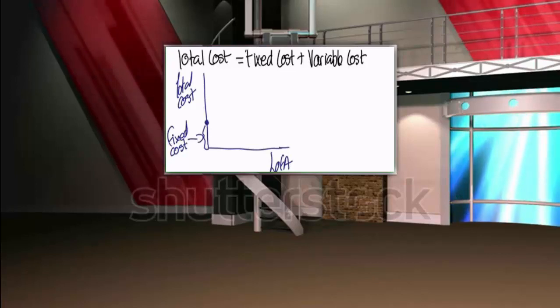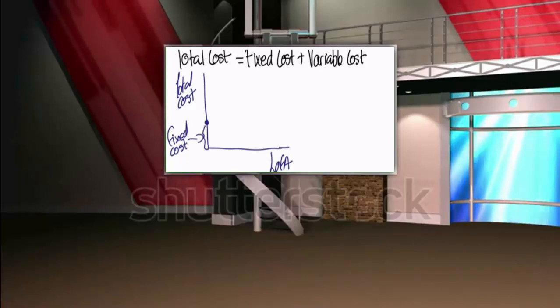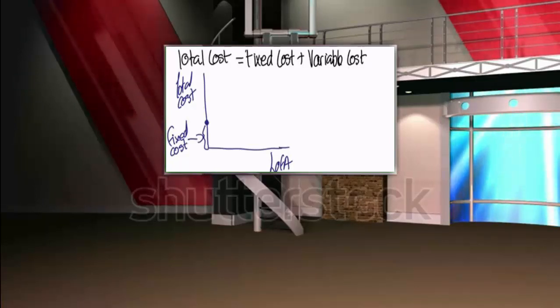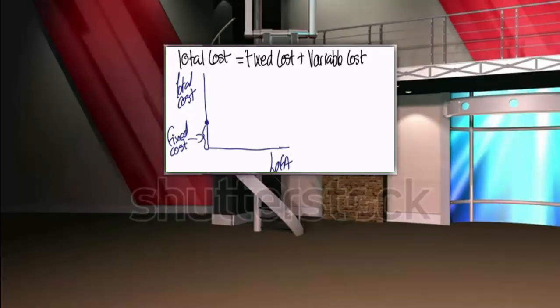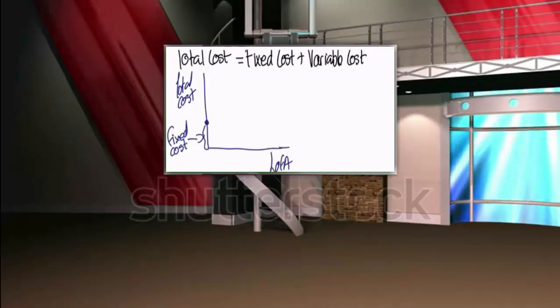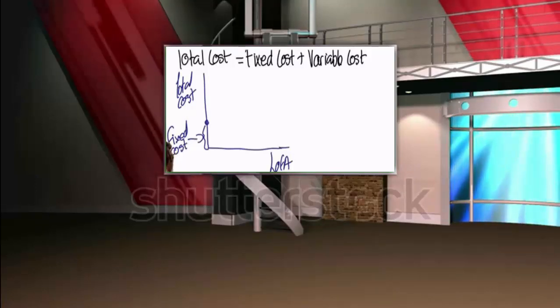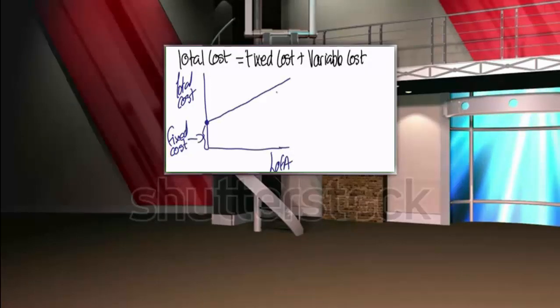Then as my level of activity increases, so as I start making calls from my phone, the total cost will go up. So the total cost will increase at the variable cost per unit. So if we show that on our graph, as our level of activity increases, the total cost will increase as well.